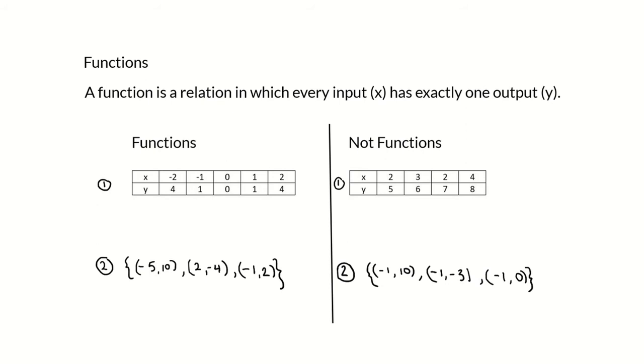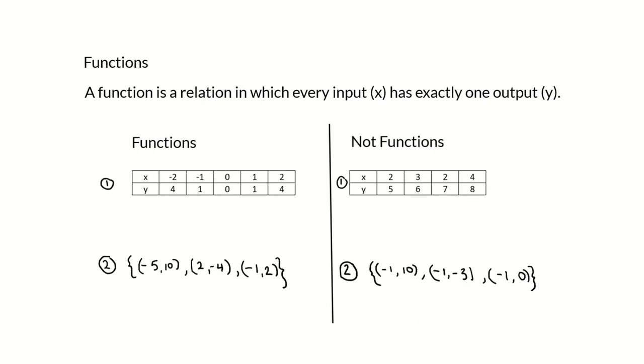So in this first example of a function, you can see -2, -1, 0, 1, and 2 are all different x values. This table example is not a function: the x value of 2 is repeated with different y values. So that means 2 goes to 5 and 2 also goes to 7, but every input can have exactly one output, so this second one is not a function.